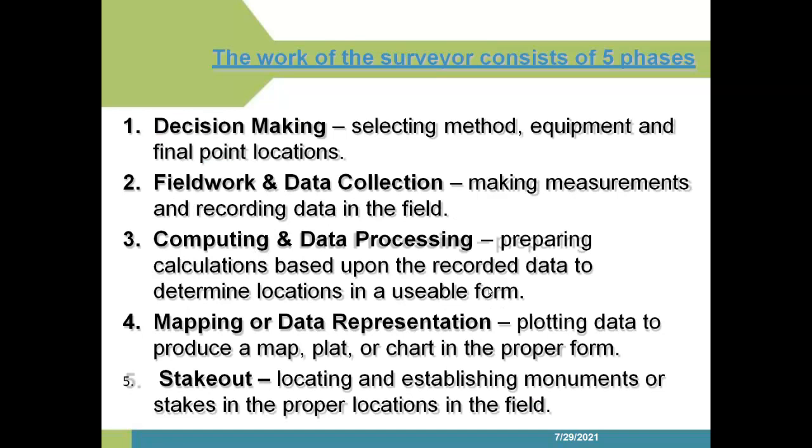Surveying contains five phases. First one is decision making: what kind of instrument we are using, what kind of method we are focusing on, what the final point location is, and then we make the set out. That is called decision making. Second one is field work and data collection, making the measurements and recording the data in the field. That is called data collection and field work.